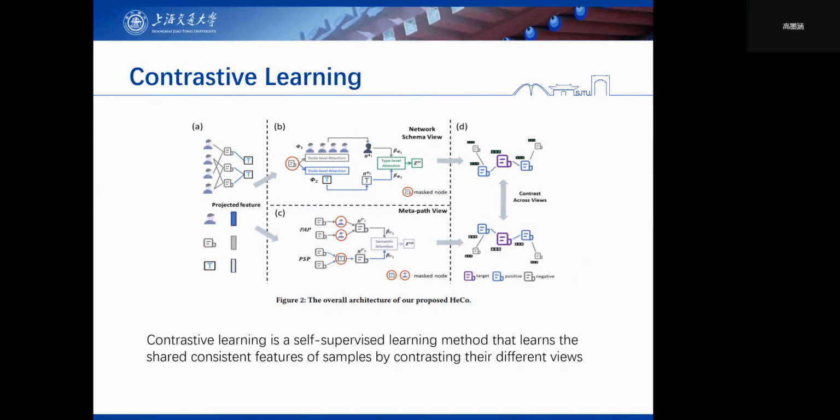Contrastive learning is a self-supervised learning method that learns the shared consistent features of samples by contrasting their different views. It has also been applied to graph neural networks to improve their representation learning ability. One of the most representative works is HeCo. HeCo is a novel heterogeneous graph neural network with co-contrastive learning. It chooses network schema and metapath structure as two views to collaboratively supervise each other. This model gave us a lot of inspiration.